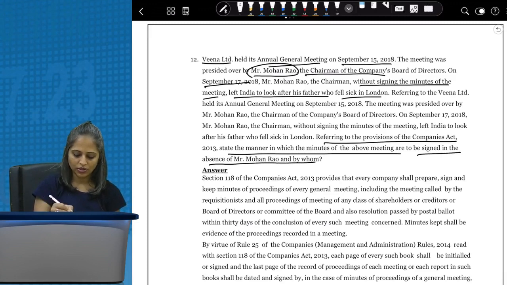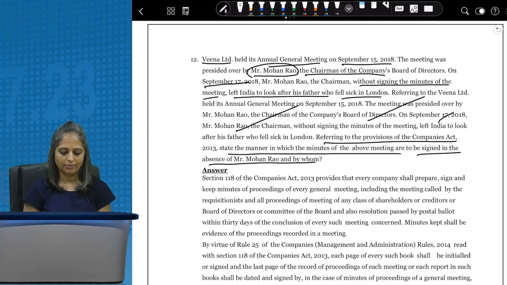I think the same part is repeated, so you can just ignore and go to that part. So here we are testing your knowledge on the minutes of the meeting. What are minutes of the meeting? It's basically recording everything that has happened during the meeting so that it is kept for future reference. Who is responsible for doing that? The chairman of the meeting, who is appointed as the chairman of the meeting, will be responsible for recording the minutes.